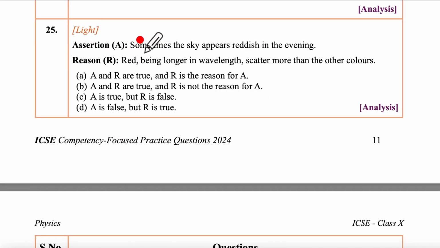Number 25. Assertion A: Sometimes the sky appears reddish in the evening, which is true. And the reason R: red, being the longer in wavelength, scatters the least, not the most, than the other colors. So assertion A is correct, but R is wrong. Where is it? It is option C.